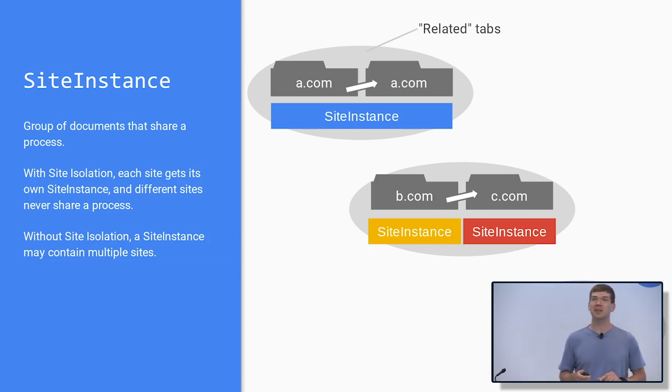And the last thing I'll mention here is that you could have multiple instances of the same site. So if I Control-T and open a new unrelated tab, and navigate that to a.com, that will end up in a separate green SiteInstance, which is different from the blue one, even though both are for a.com.